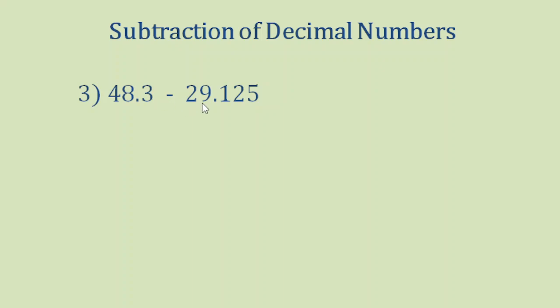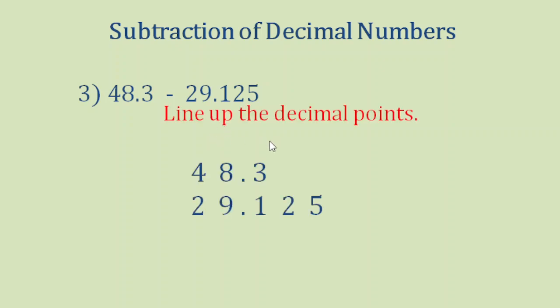Let's do another example. 48.3 minus 29.125. Now, we are going to arrange these two numbers vertically, making sure that we line up the decimal points. That will look like this. Now we will start subtracting. For the missing digits, we need to put zeros.